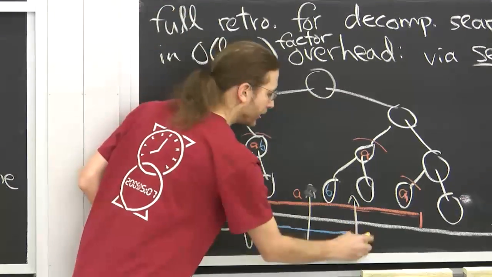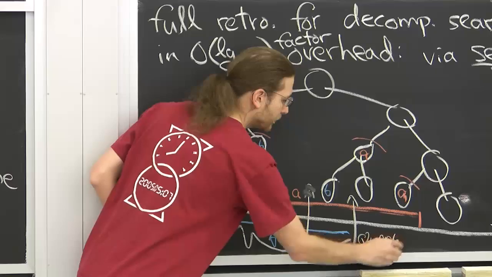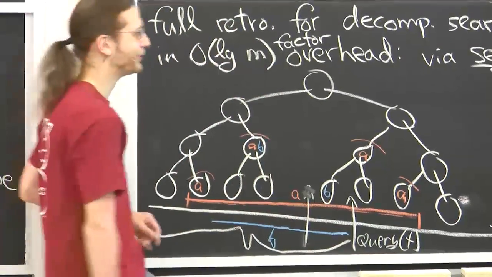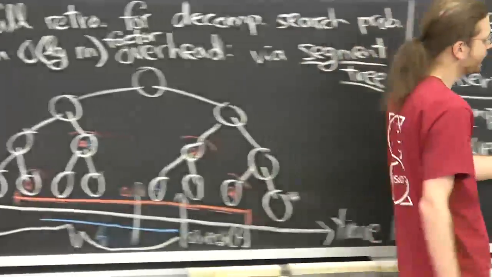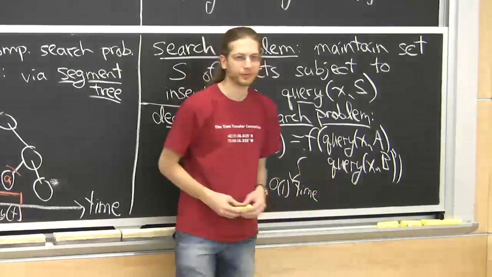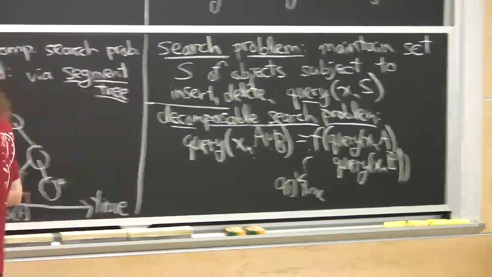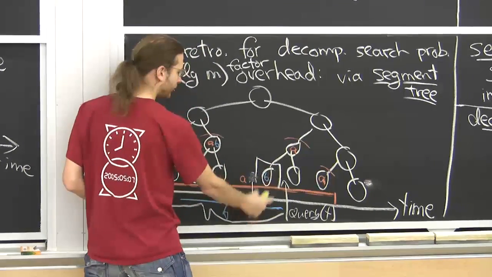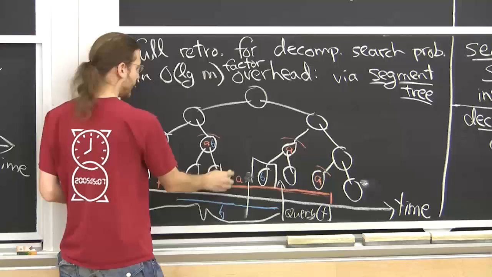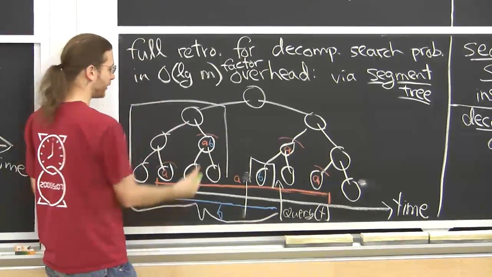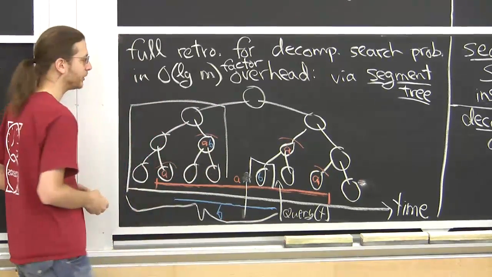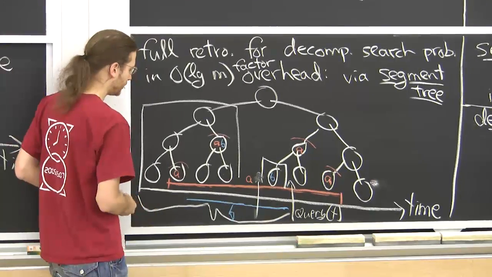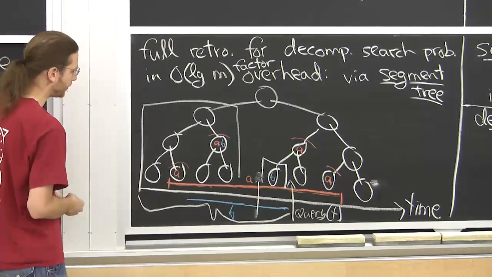So here's query of t. Now we don't know what the query is. We just know it's on the set, and we know that it's decomposable in this way by a set union. So the idea is, I'll do the query on this data structure, because that represents whatever existed at that time. And then I'll do the query on this data structure, because that represents the things that existed before that. It doesn't look so great.